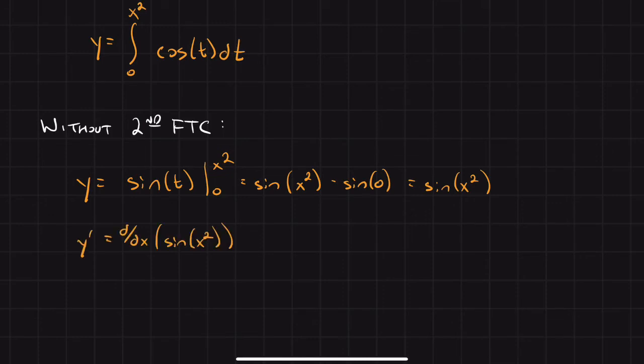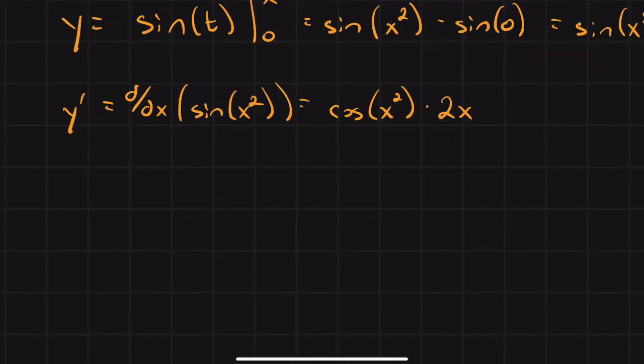And in order to evaluate the derivative of sine of x squared, we'd have to use the chain rule. The outside function is sine. The derivative of sine is cosine. Keep the x squared inside of cosine, and then multiply that times the derivative of x squared, which would be 2x. There is a faster way of solving this problem using the second fundamental theorem of calculus.